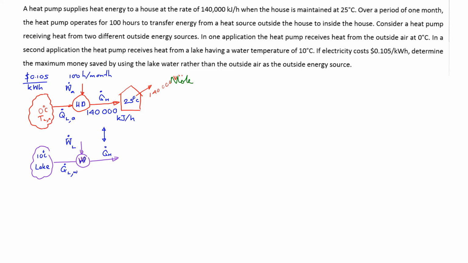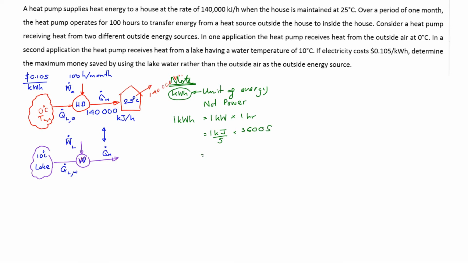Now you should know what a kilowatt hour means. A kilowatt hour is a unit of measure of energy. It is not a unit of measure of power. A kilowatt hour is equal to a kilowatt load running for 1 hour. So it's going to be 3600 kilojoules.